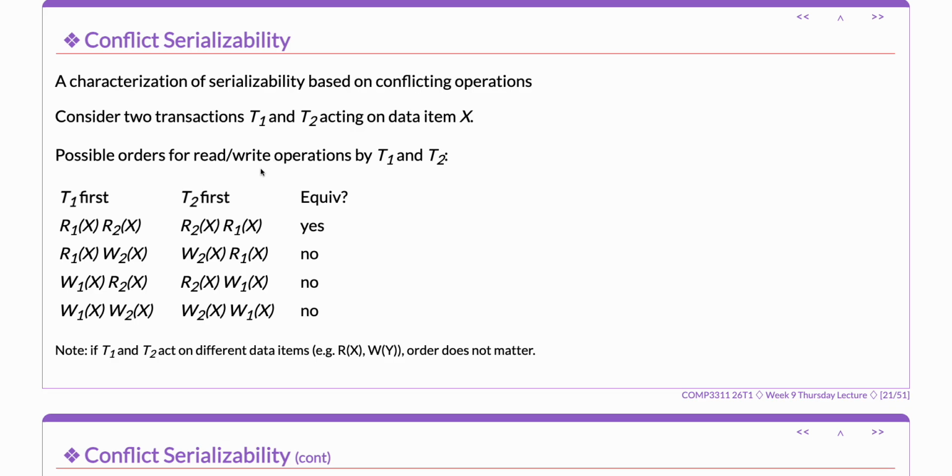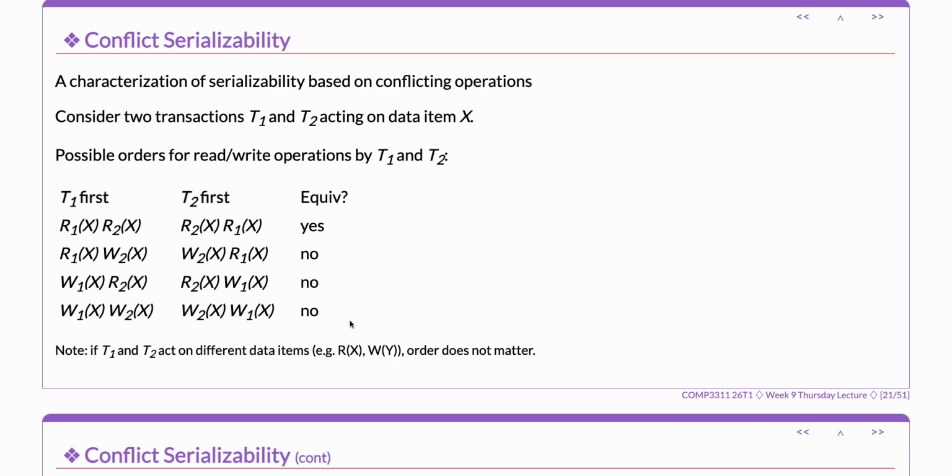So basically, let's say that we have T1 and T2. R1X means that transaction 1 is reading X. R2X means that transaction 2 is reading X. And then W1X means that transaction 1 is writing on data item X. And W2X means that transaction 2 is writing on data item X.